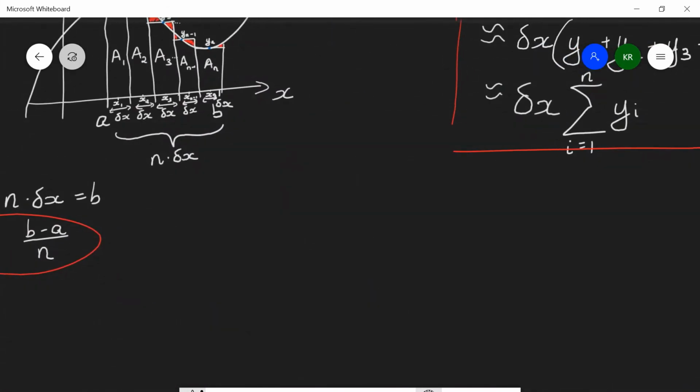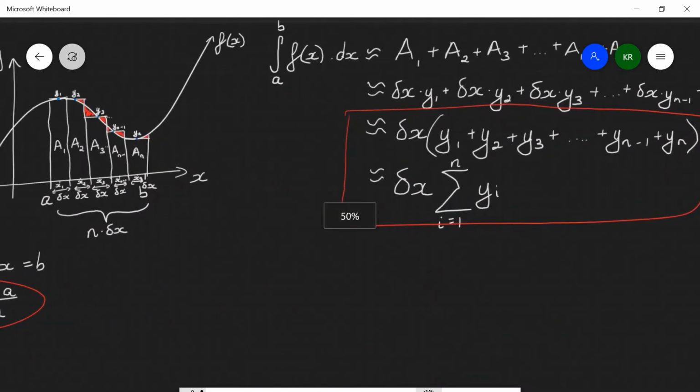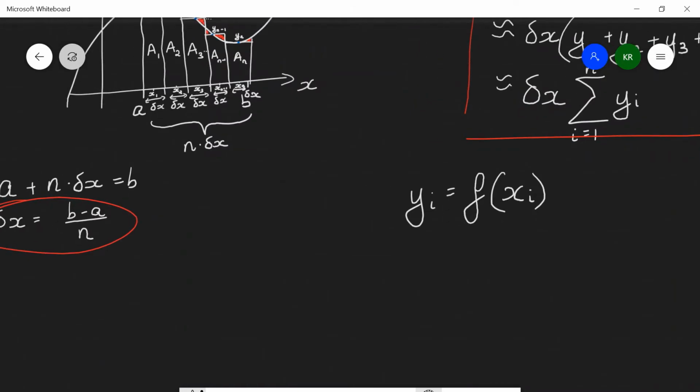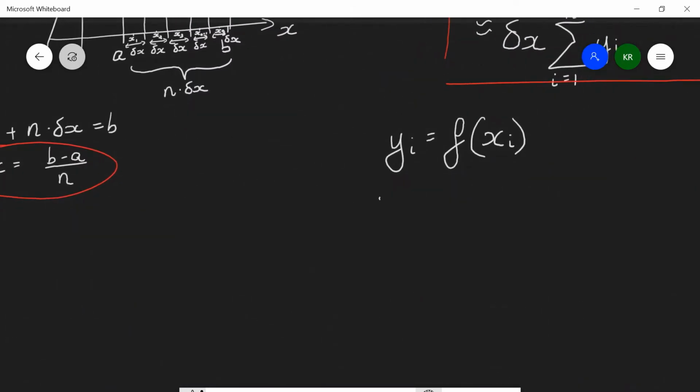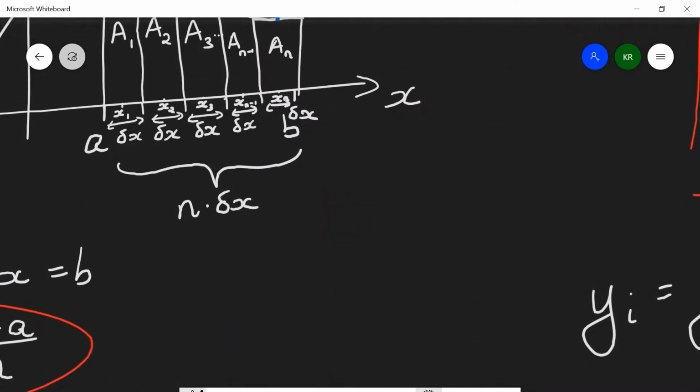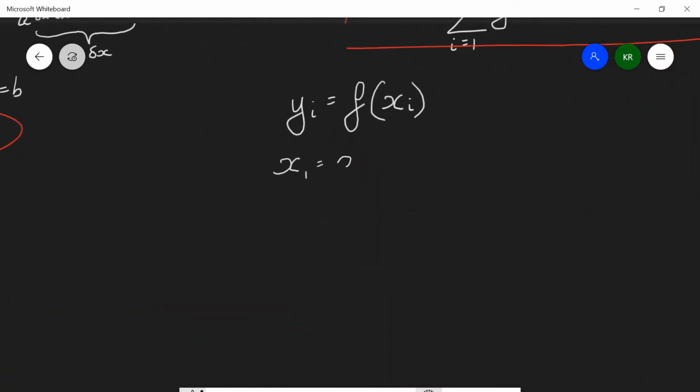So if I ask you what y of i is, well, you can tell me that y_i is just f of x_i. Okay, now you have to tell me what x_i is so we can find what that is. Well, x_i, okay, let's start with x1, for example. x1 is going to be half the length of dx. It's going to be the value of a plus half the length of dx, right? Okay, so that's going to be a plus dx over 2.